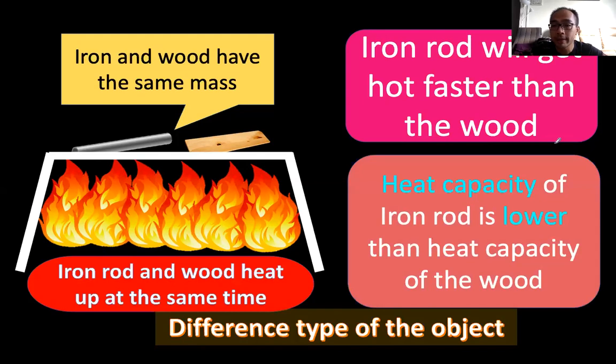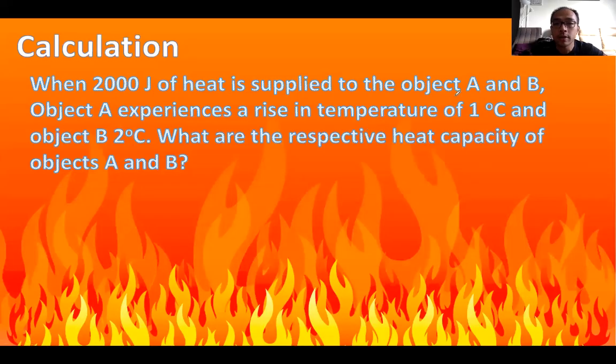So we find that the heat capacity of the iron rod is lower than the heat capacity of wood, which explains why it becomes hotter faster. All right. So this is an example of a calculation which I think is found in your textbook. If you have 2000 joules of heat that is supplied to both object A and B, we find that object A experiences a rise in temperature of 1 degree Celsius and object B is 2 degrees Celsius.